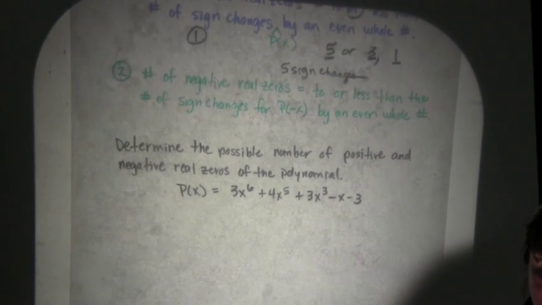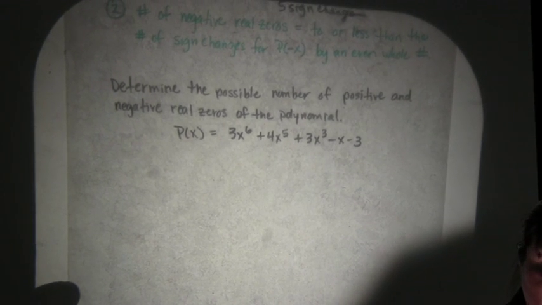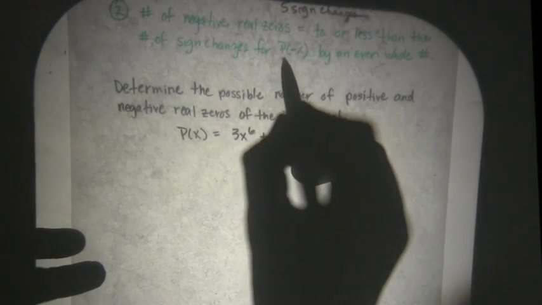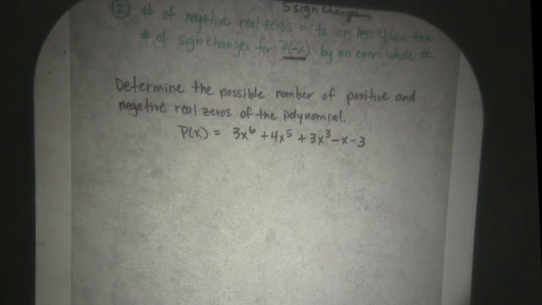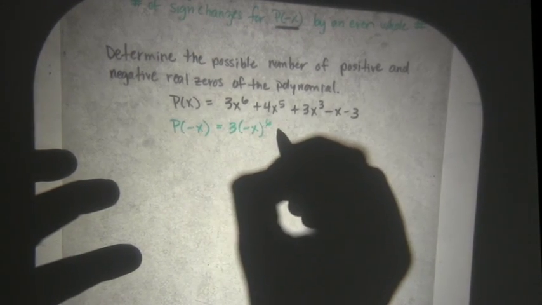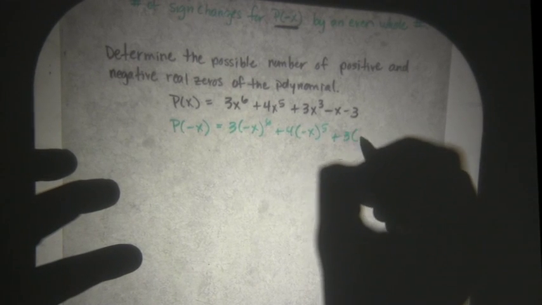And in a similar fashion, we have the second part to his rule of signs, which is the number of negative real zeros is equal to or less than the number of sign changes, not for the polynomial, but you can see here for p of negative x. So before I can apply this test, I have to find what p of negative x is, which means I'm going to replace all of my x's with negative x's and then simplify my result.